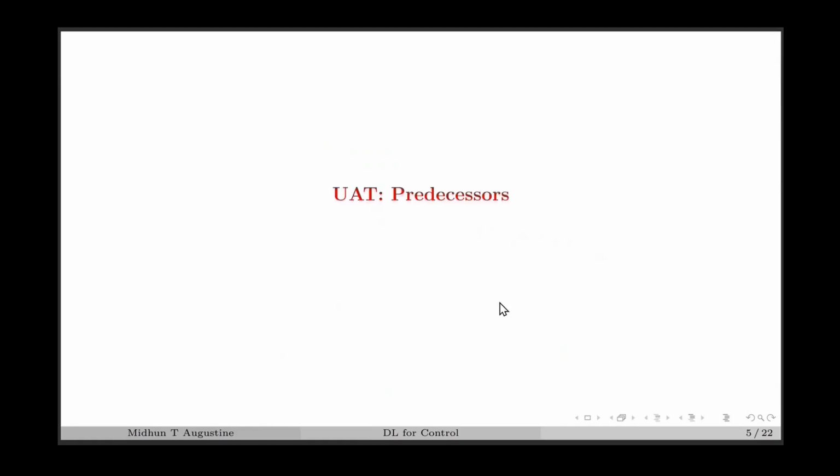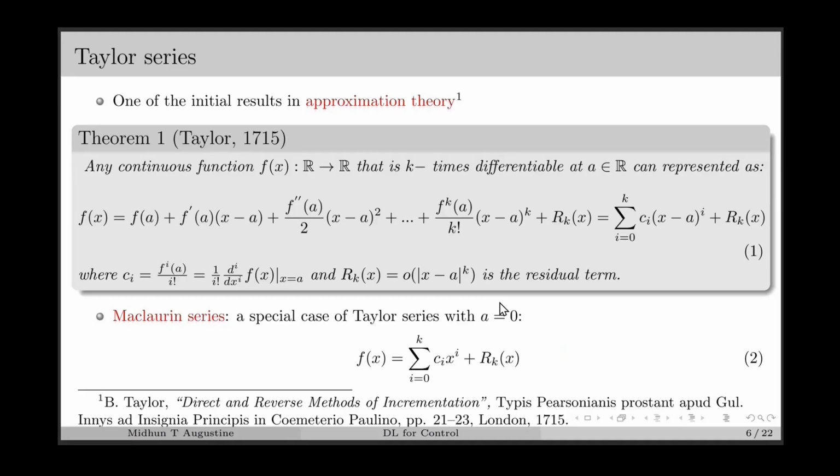Next, we move on to the predecessors of UATs, which are the preliminary theorems from function approximation. We are all familiar with the Taylor series, which is one of the initial results in approximation theory. The Taylor series says that any continuous real-valued function f of x, which is k times differentiable at a, can be represented as in equation 1, where we can approximate the function using a polynomial function, where the c_i are the constants, which are derivatives of the function evaluated at that particular point.